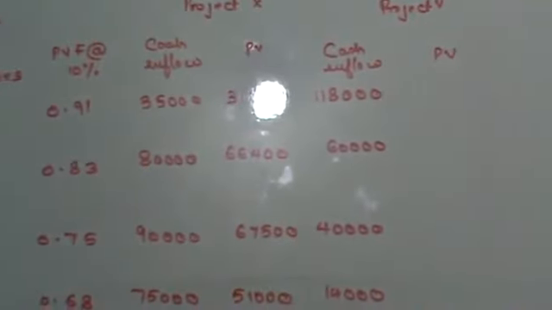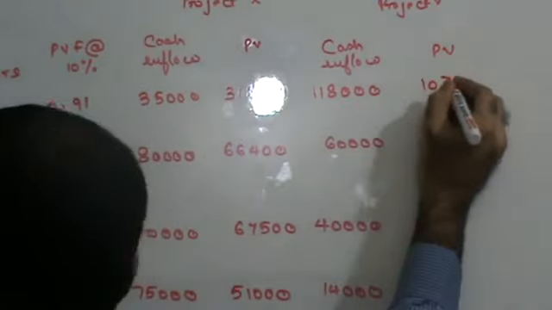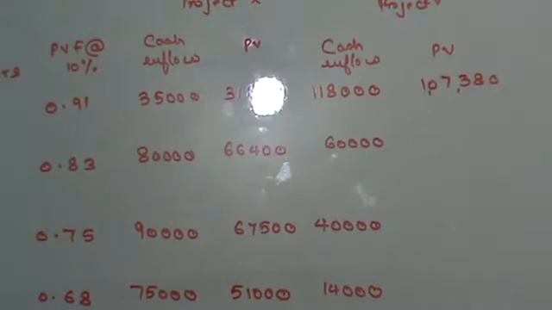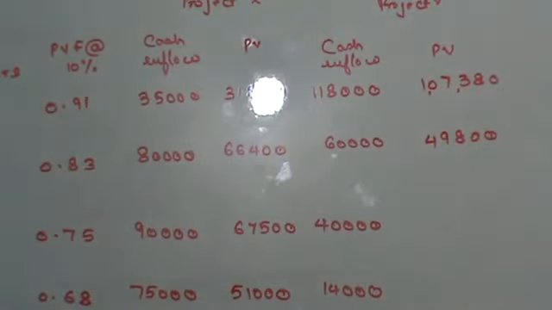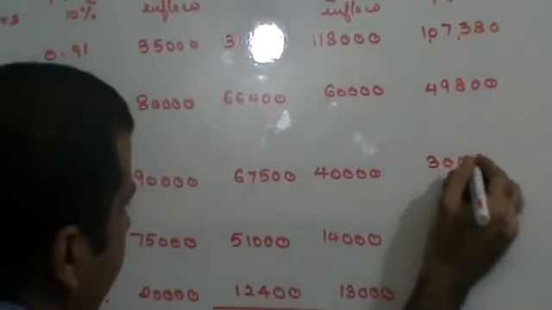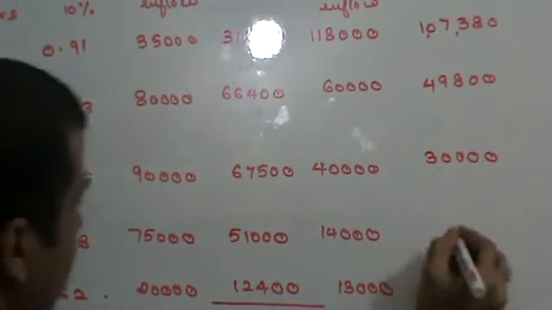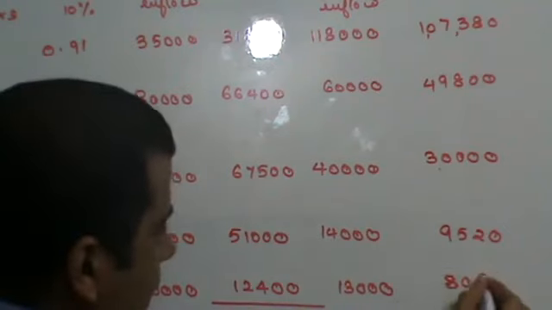Cash inflow multiplied by the present value factor. That means 1,18,000 multiplied by 0.91 is 1,07,380. Then 60,000 multiplied by 0.83 is 49,800. 40,000 multiplied by 0.75 is 30,000. 14,000 multiplied by 0.68 is 9,520. And 13,000 multiplied by 0.62 is 8,060.